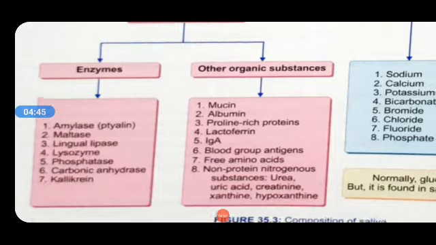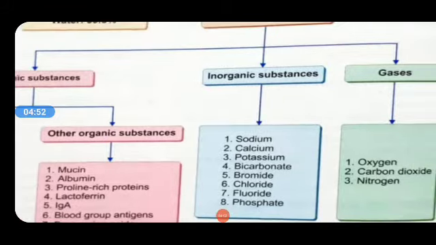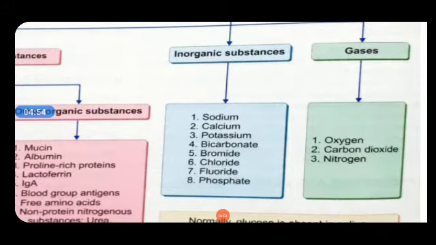So the organic substances can be classified into two: enzymes and other organic substances. Now let us see the inorganic substances. The inorganic substances are sodium, calcium, potassium, bicarbonate, bromide, chloride, fluoride and phosphate. Now let us see the gases. The gases are oxygen, carbon dioxide and nitrogen.